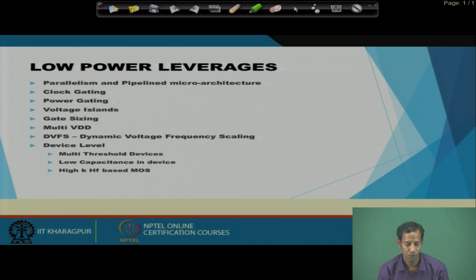There are several techniques to achieve low power. One of the major techniques we use is parallelism and pipelined microarchitecture. Then there are clock gating options, power gating options, voltage islands, gate sizing, the multi-VDD approach, and DVFS, dynamic voltage frequency scaling. At the device level, you will have multi-threshold devices, low capacitance devices, and high-K based MOS.